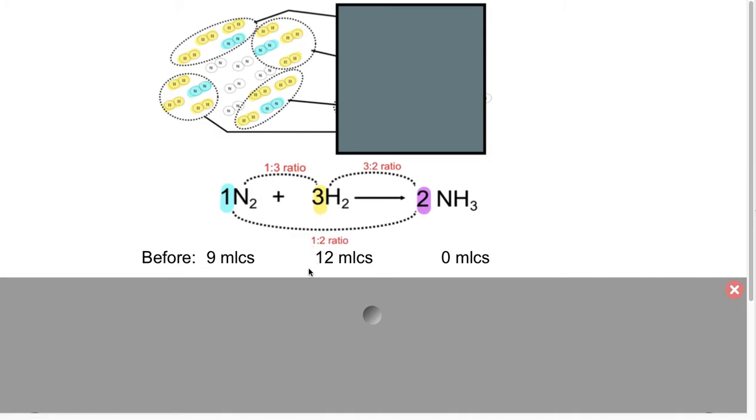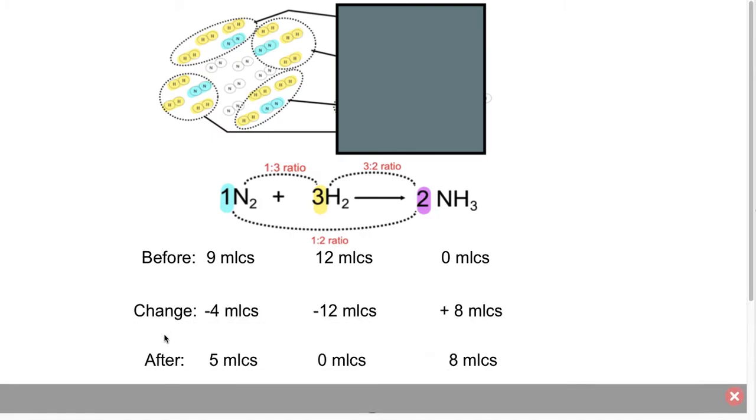Notice I didn't put 4 here. A misconception is to say, well, I have 4 3H2s. We are looking at just H2 formulas, and we have 12 of them. And then your products will always start with 0 because it's going to be before the reaction occurs.